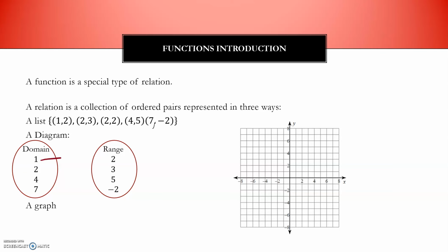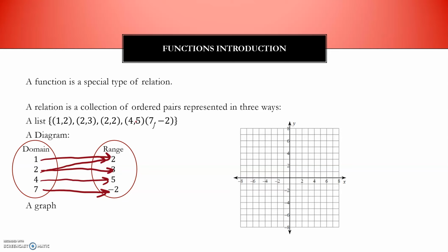1 goes with 2, because the ordered pair is (1, 2). 2 goes with 3, because the ordered pair is (2, 3). 2 also goes with 2 because there is an ordered pair (2, 2). 4 goes with 5, and 7 with -2. So that's what's called a mapping diagram. It shows me with an arrow which y the x's go with.